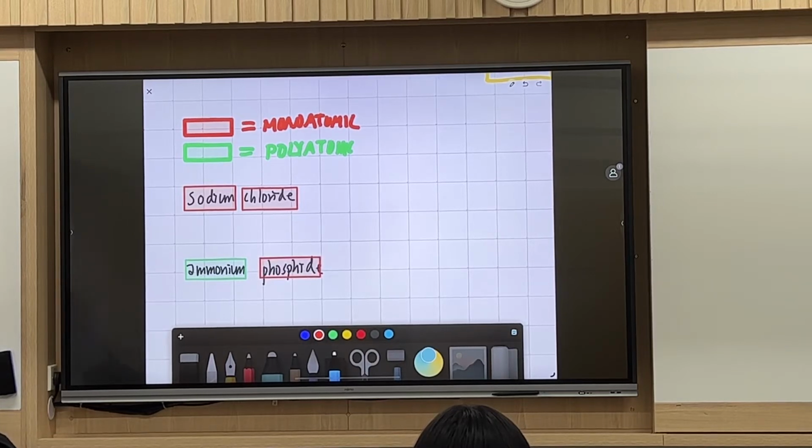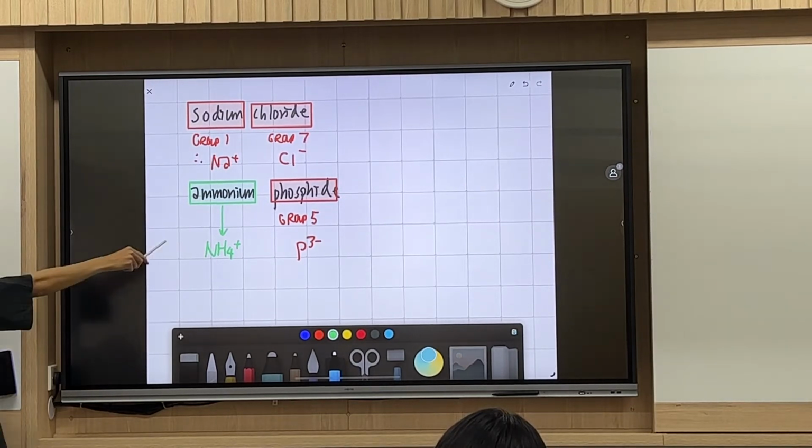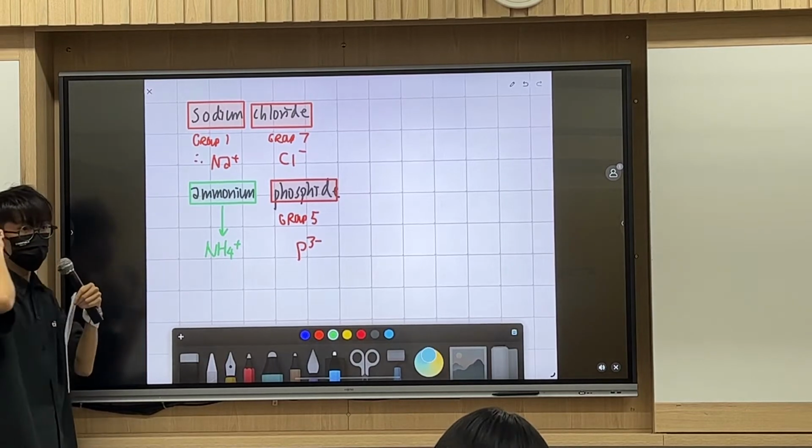That way you know you need to look up the group number. Because this is group 1, therefore Na 1 plus. Because this is group 7, therefore Cl minus. Because this is group 5, what is the charge of something from group 5? 3 minus, so you put 3 minus. And ammonium, you can't figure out the charge yourself. You need to memorize it or use the table above. There's nothing to find out from the periodic table with a polyatomic ion. You just have to remember the charge.